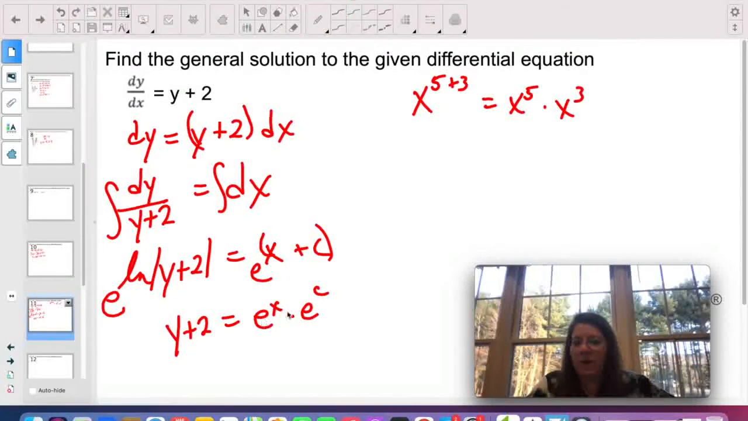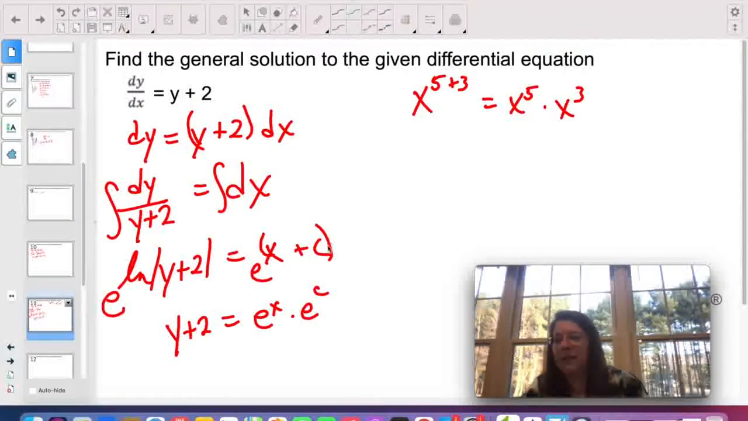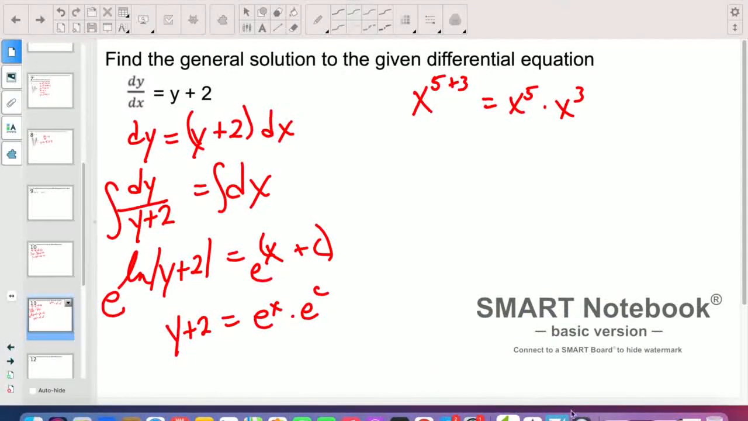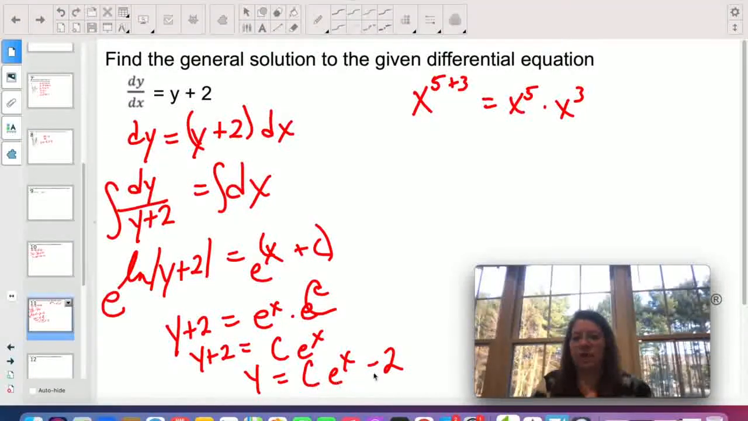So if you think about it this way, now let's think back to what c means. c is a constant. So we don't know what that constant is, right? Well, don't we also know that e is a constant? e is a number, right? So if we have a constant to a constant, so a constant to the power of a constant, isn't that still just a constant? So instead of calling this e to the c, we are going to call it our new c value. So we're replacing e to the c with our new c value. So we have c times e to the x. So what this means is y plus 2 equals c times e to the x. And then to get y by itself, we would subtract the 2 over. And this gives us our general solution for this differential equation, okay?